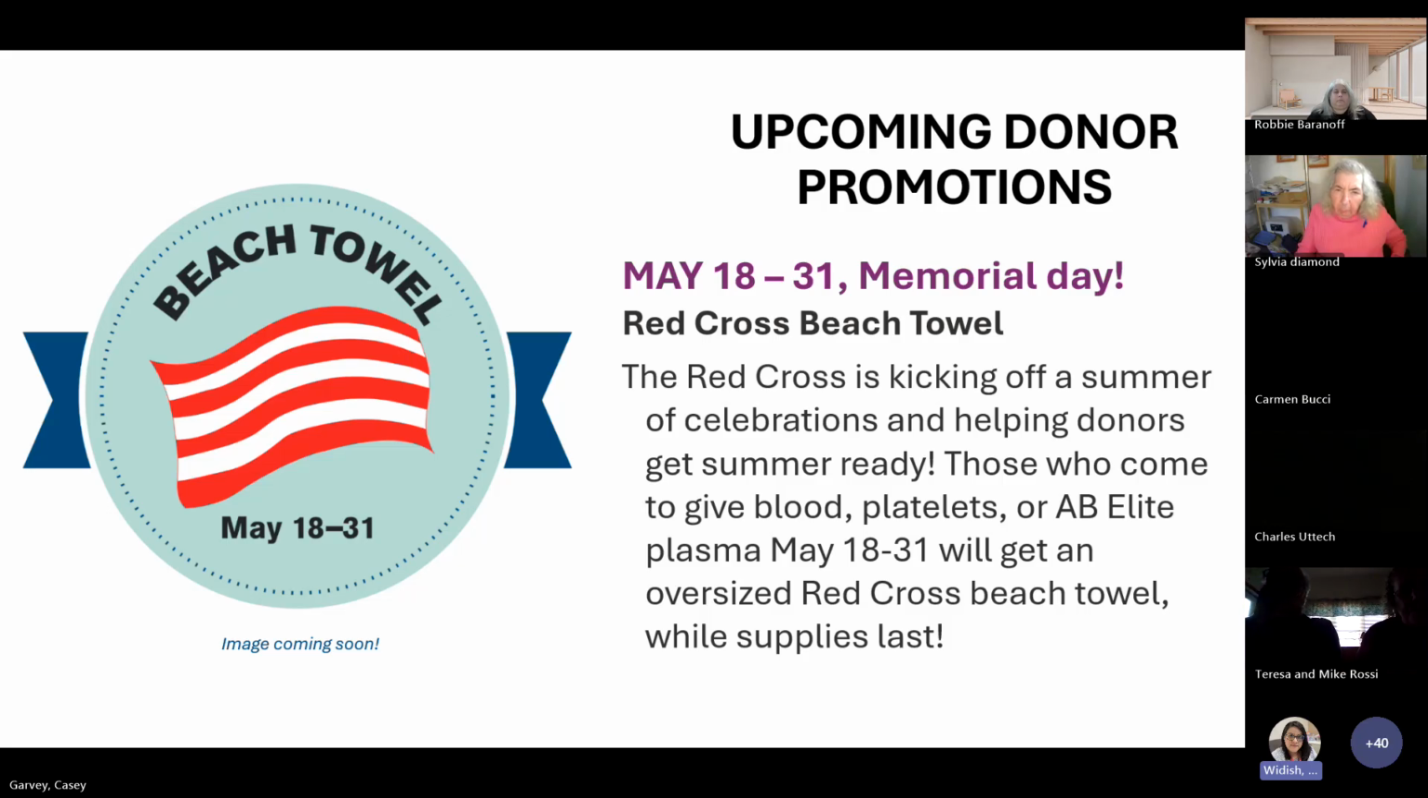So those are our incentives for the spring months. For the next quarterly meeting, we'll probably have the summer ones as well. We want to make sure you know all this information ahead of time so you can share it with the donors, but also with friends and family if they ask. I believe that's all the donor promotions we have for the spring, and I'm going to pass it back to Casey.